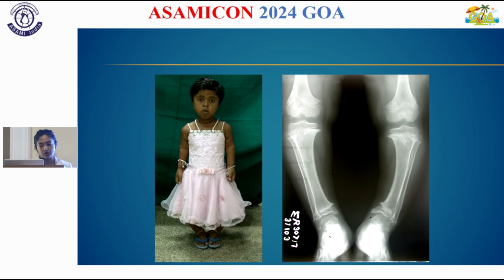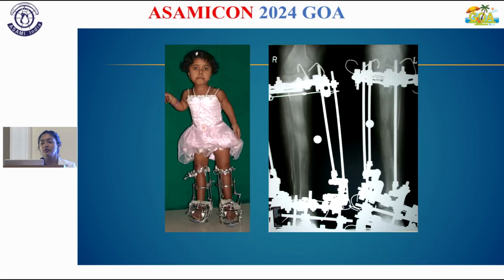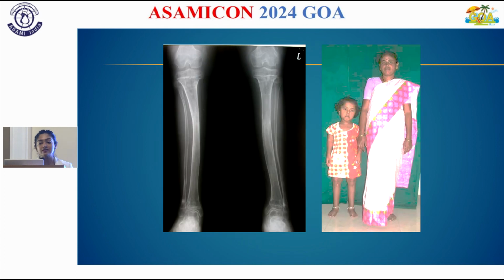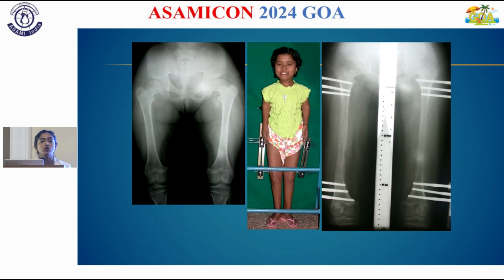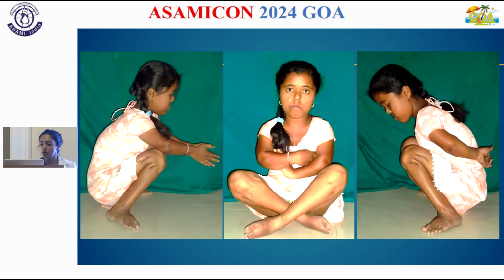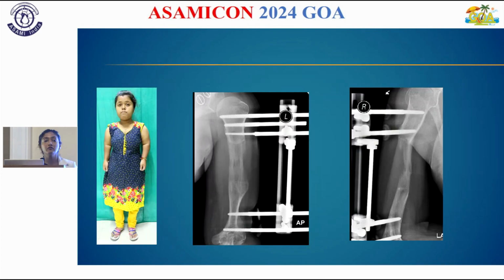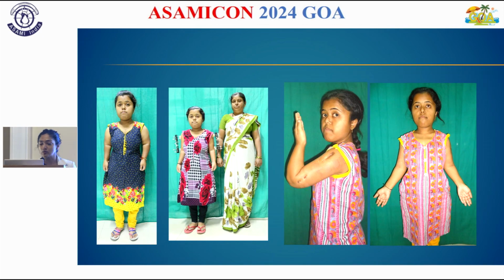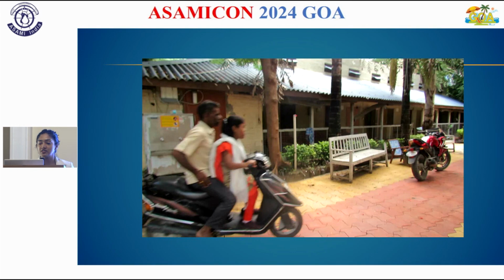Here is an example of another child. We started off with tibia lengthening. Once that was completed, we went on to femur lengthening. She gained 11 centimeters and good function. Then we proceeded to humerus lengthening. Her treatment was completed, and she's now independently driving a 2-wheeler and also a 4-wheeler.